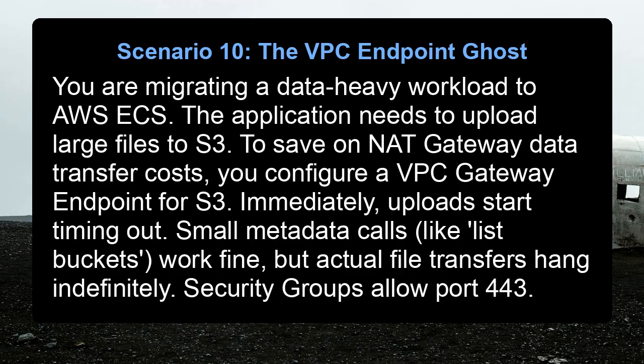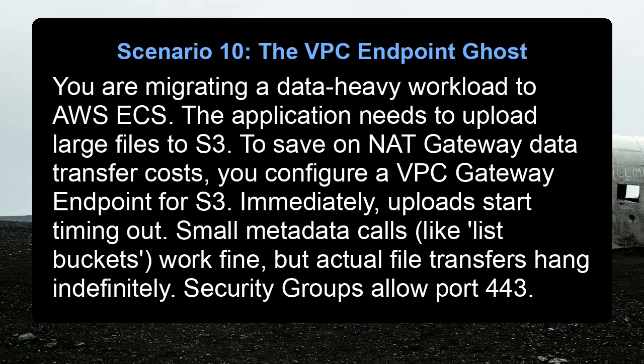Scenario 10, the VPC endpoint ghost. You are migrating a data-heavy workload to AWS ECS. The application needs to upload large files to S3. To save on NAT gateway data transfer costs, you configure a VPC gateway endpoint for S3. Immediately, uploads start timing out. Small metadata calls like list buckets work fine, but actual file transfers hang indefinitely.